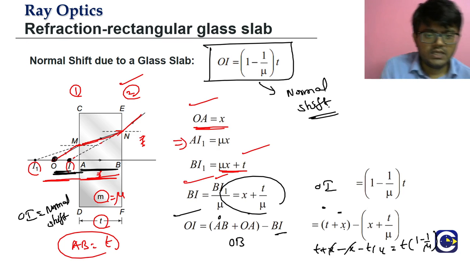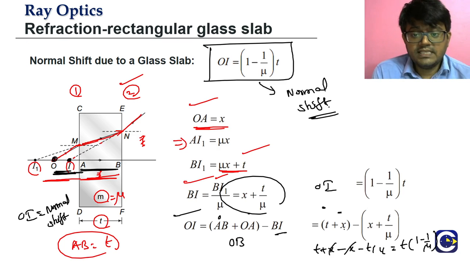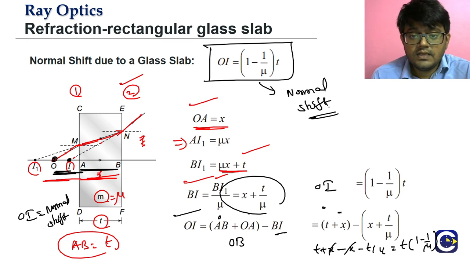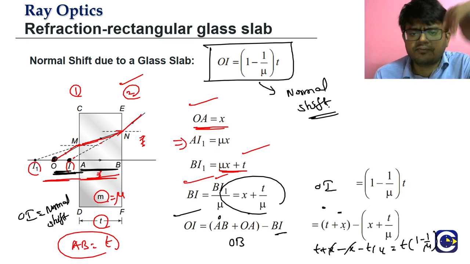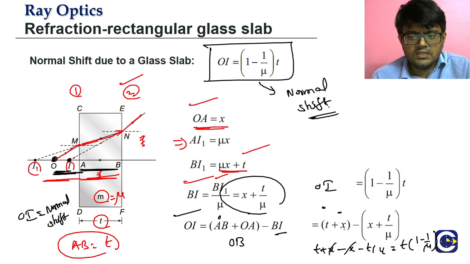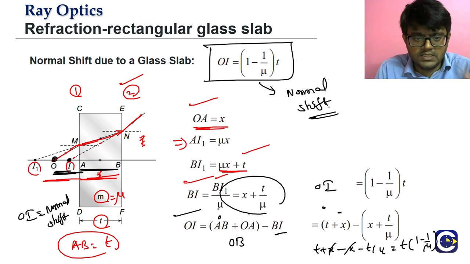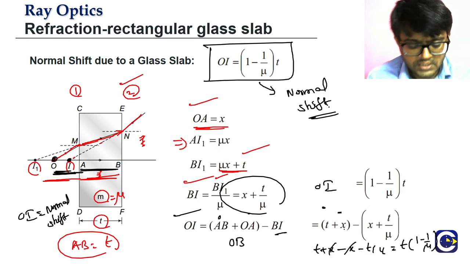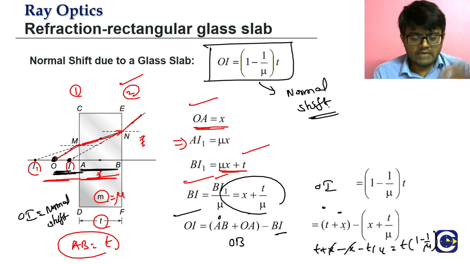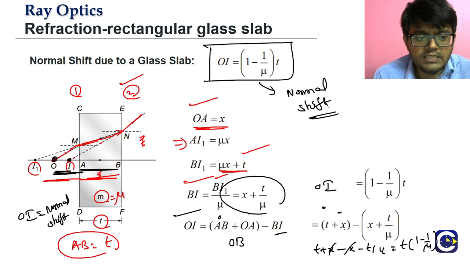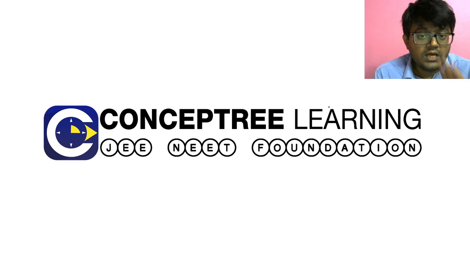The normal shift is the distance by which we will see the point of convergence shifted. Here we have done the derivation using the idea of the point of divergence, but for the point of convergence a similar relation will come. The value by which the point of convergence or point of divergence shifts is measured along the normal line to the slab. That is why we call it normal shift. So the normal shift value is 1 minus 1 by mu into T. Okay, so this is about the refraction through a rectangular glass slab.